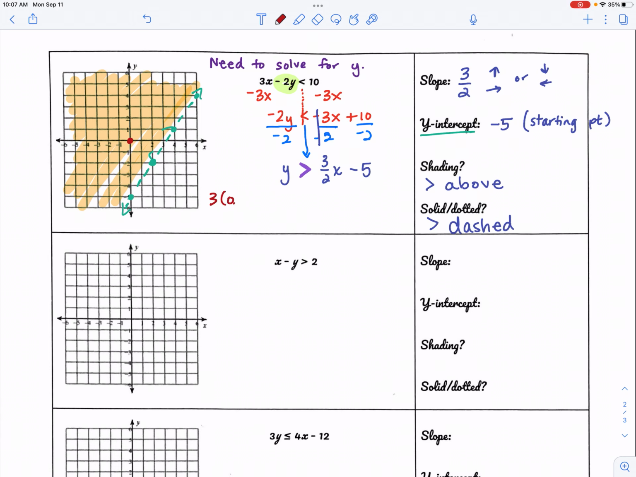3 times 0 minus 2 times 0, is that less than 10? Well, 3 times 0 is 0. 2 times 0 is 0. 0 minus 0 is 0. And is 0 less than 10? Yes, it checks out, which means I have shaded in the correct spot.